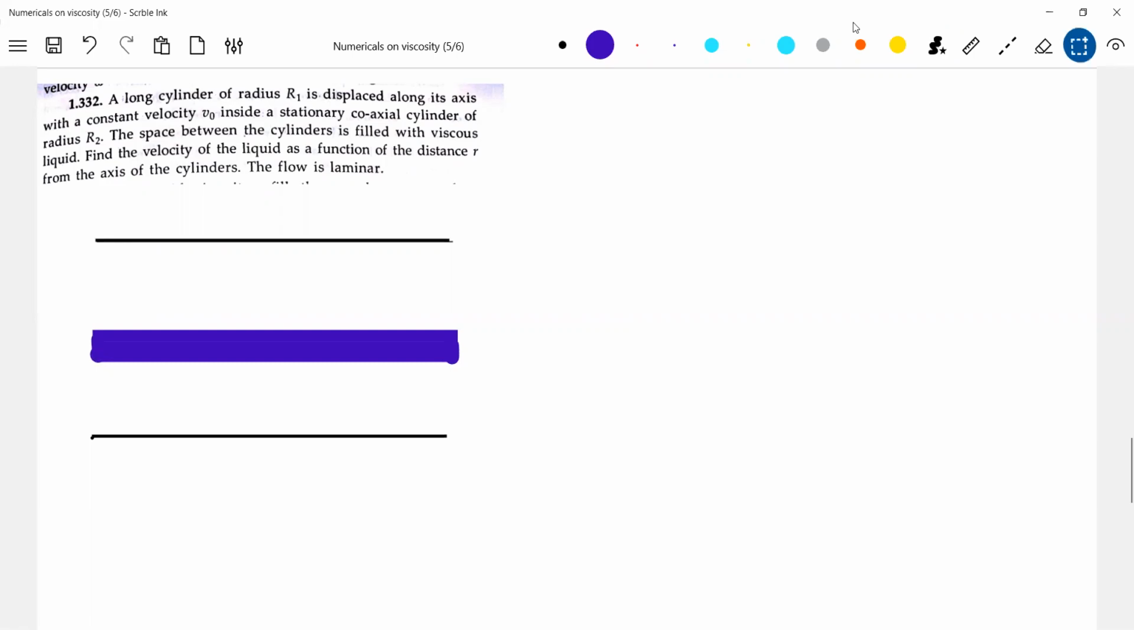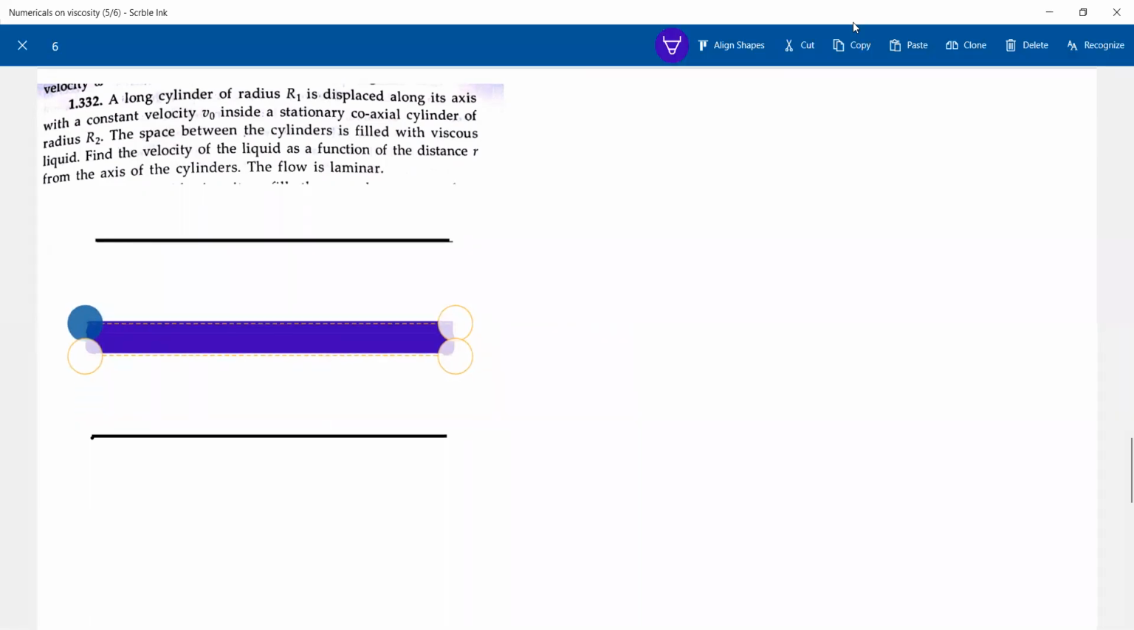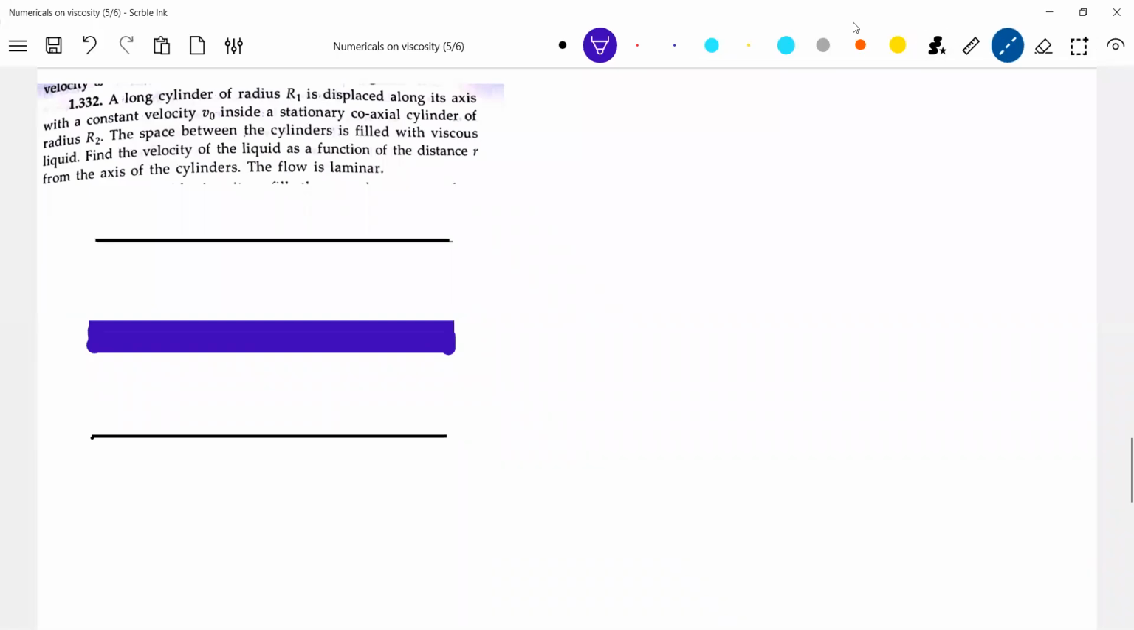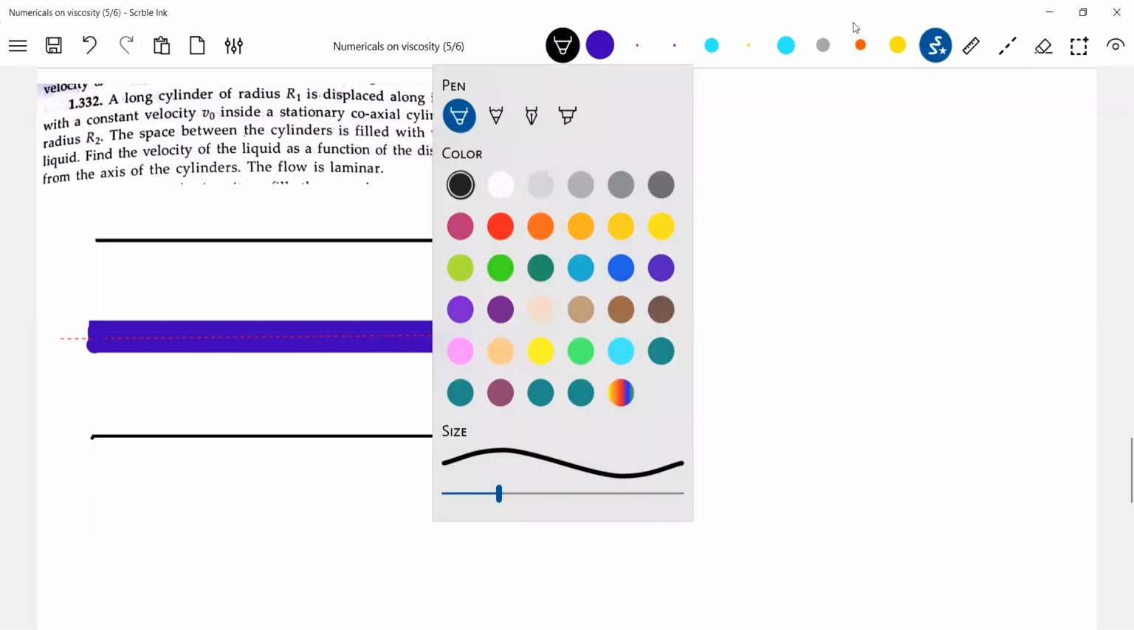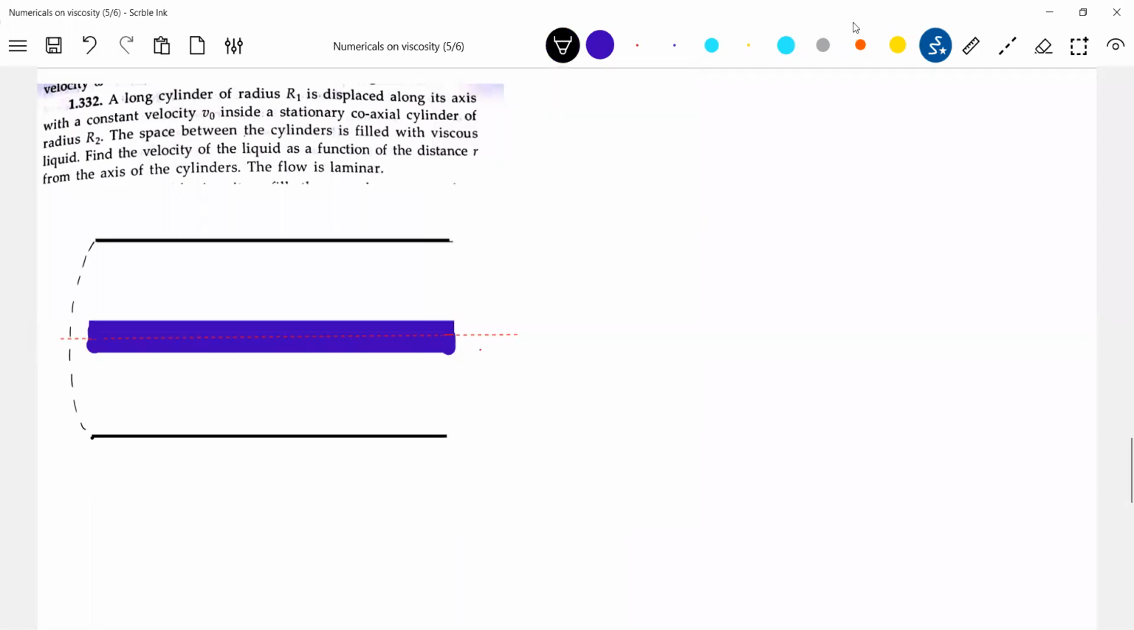Okay, this is another cylinder which I'm going to drag. Both are long. So let me bring that axis here, and this axis. Let's get into it. So what is radius R1? R1 is this one. What about R2? R2 is this.